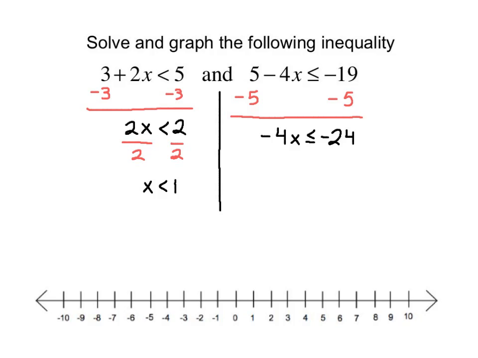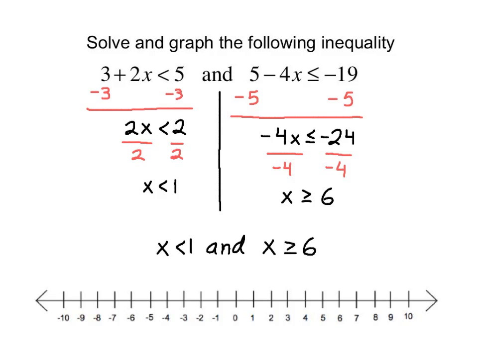But here in this next step, to get rid of the negative 4 that's being multiplied, I have to divide by a negative 4. And here, since we did divide by a negative, I am going to have to switch that sign from a less than or equal to a greater than or equal to. And notice that that's going to change to a positive 6 when I divide. So here we have our final inequalities. x is less than 1, and the second inequality, x is greater than or equal to 6.